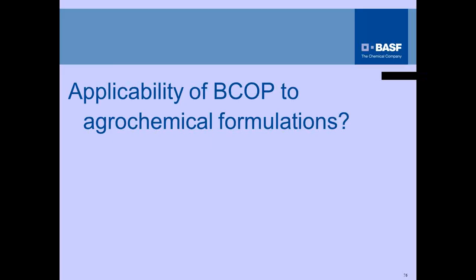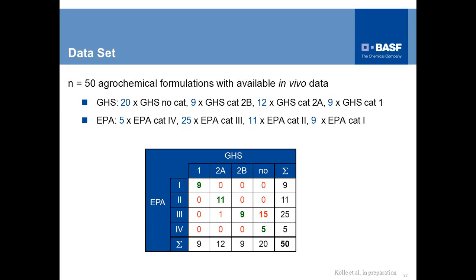In the next couple of slides, we will move to an application of the BCOP assay. We have in the past assessed a lot of agrochemical formulations, and what I want to show you here is the application and the data of these substances. To start with, we have assessed 50 agrochemical formulations that had available in vivo data, so we did not have to do any additional testing. So this was an applicability domain specific validation performed at our lab.